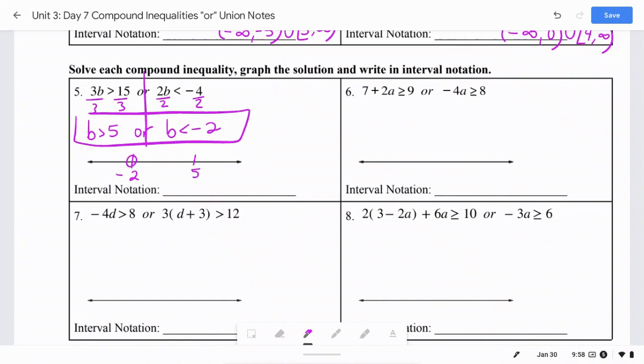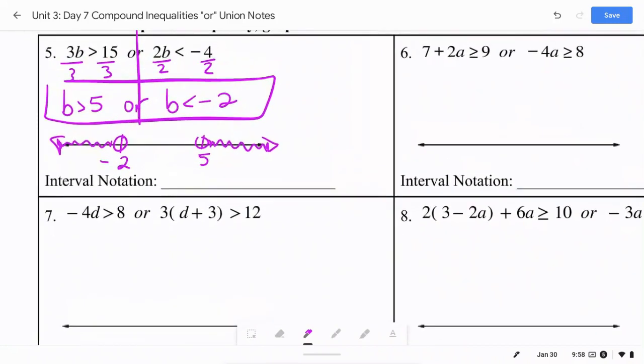They're both going to have open circles. The negative 2 is less than, so that's shaded to the left forever. The positive 5 is greater than, so that's shaded to the right forever. So the interval notation from left to right would be negative infinity to negative 2 with a parenthesis, then U, parenthesis, positive 5 to positive infinity. There's no brackets because we don't have any closed dots.